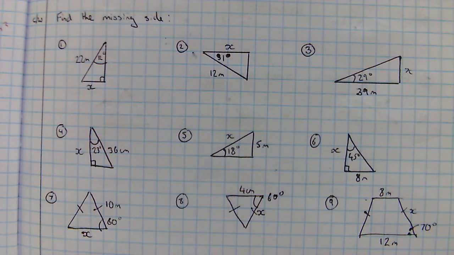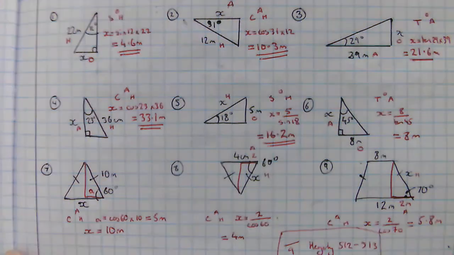Okay, so here are 9 questions for you to try. For the first 6, you are simply finding the missing side using the examples that we did. For question 7, you are going to need to divide up the shape somehow to give yourself a right-angled triangle that you can use to solve the problem. Okay, good luck. Pause the video now while you have a go, and then when you're ready, press unpause to see the solutions.